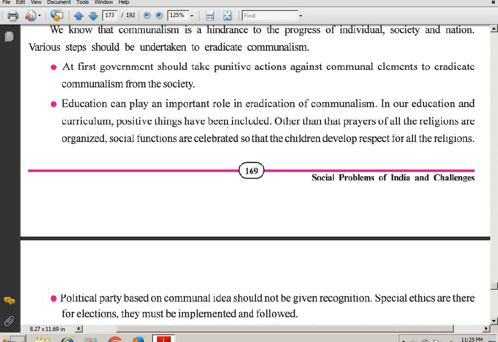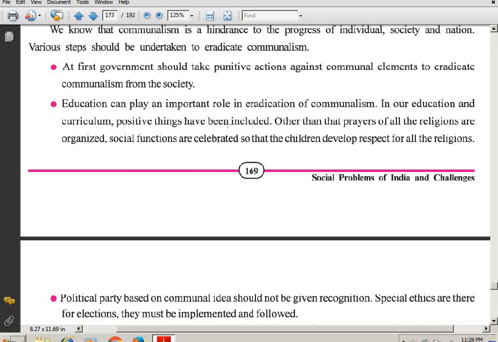Other than that, prayers of all the religions are organized, and social functions are celebrated, so that the children develop respect for all the religions. So students, you see in the school also, we have interreligious prayer. We have the shloka, we have one song, we sometimes say the prayer, and we do try to keep up that type of atmosphere where we experience communal harmony.